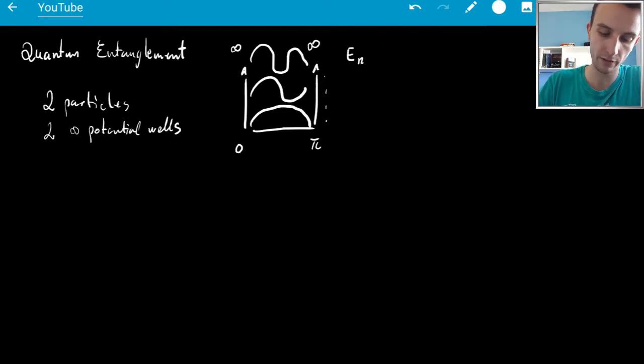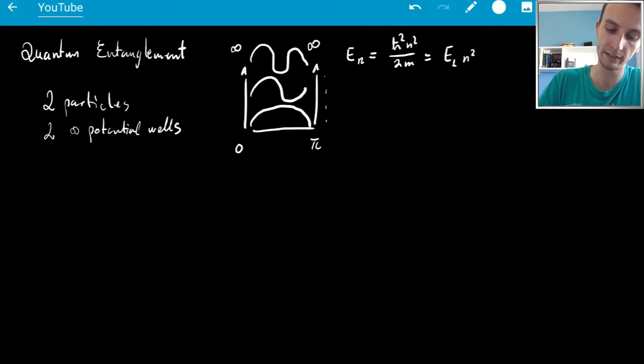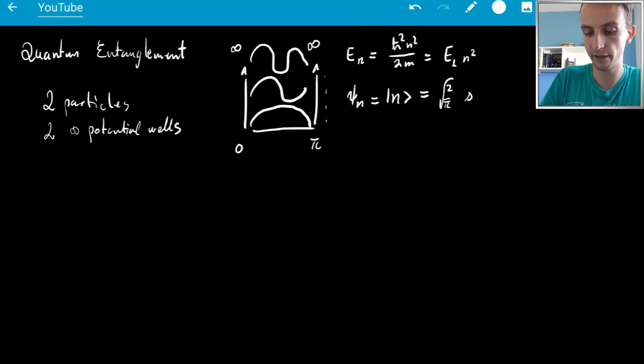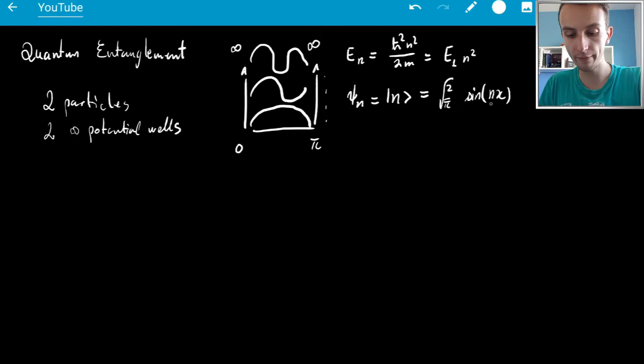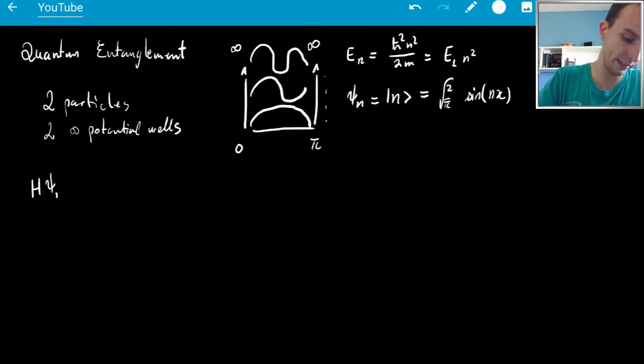energies. So, you know, the result we got was En equals h bar squared, n squared over 2m, or you could also say that this is E1 n squared, right? Because E1 is just for n equals 1. And we got psi n, which we also denoted in the Dirac notation like this. And that was square root of 2 over pi, and then sine nx. Okay, so that's just a refresher, and we said that when h acts on psi n, this is due to the Schrödinger equation, it's equal to En psi n.